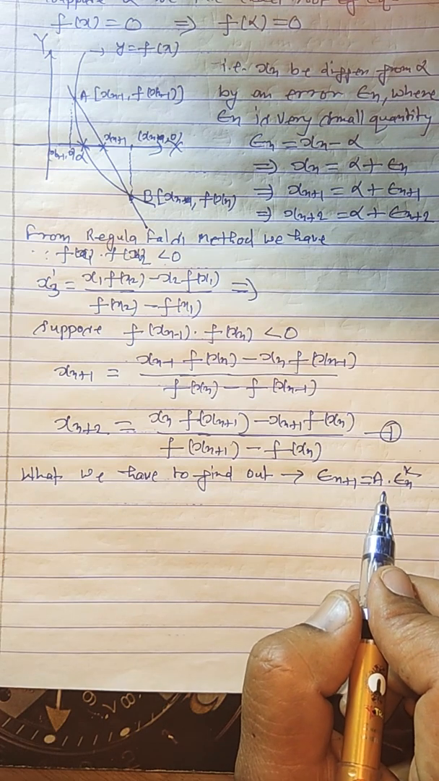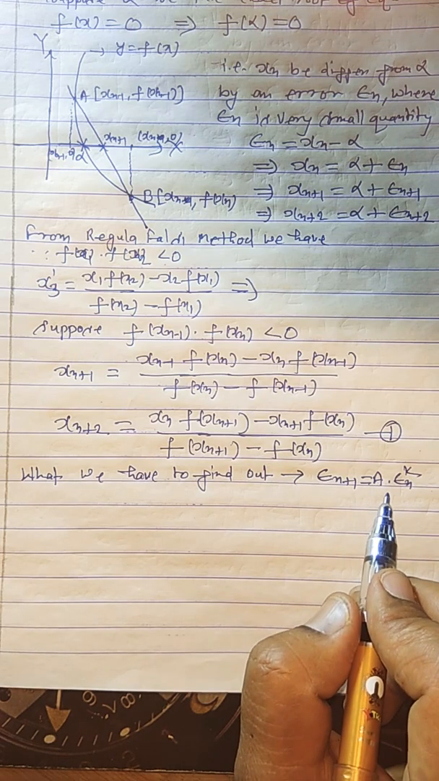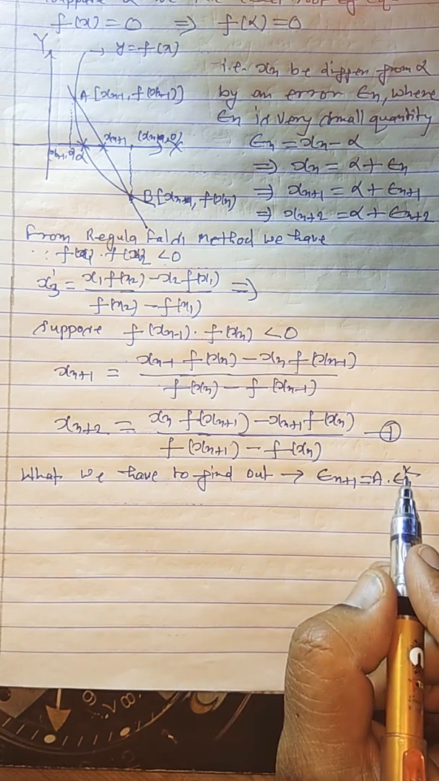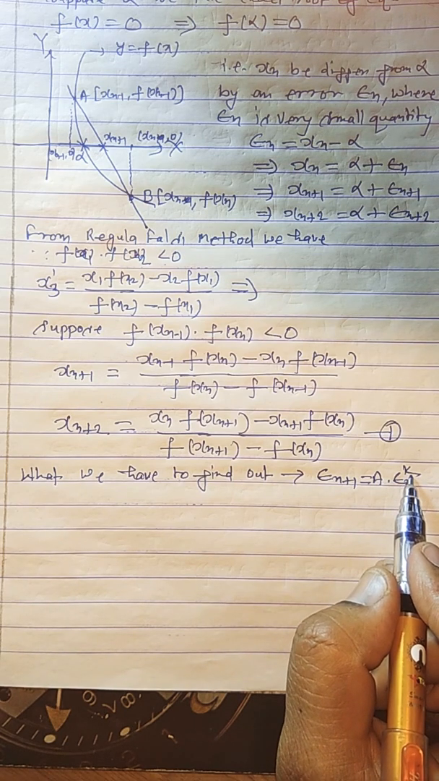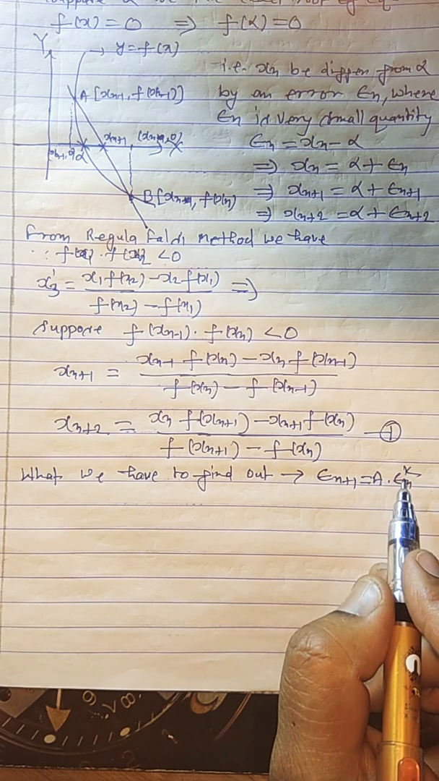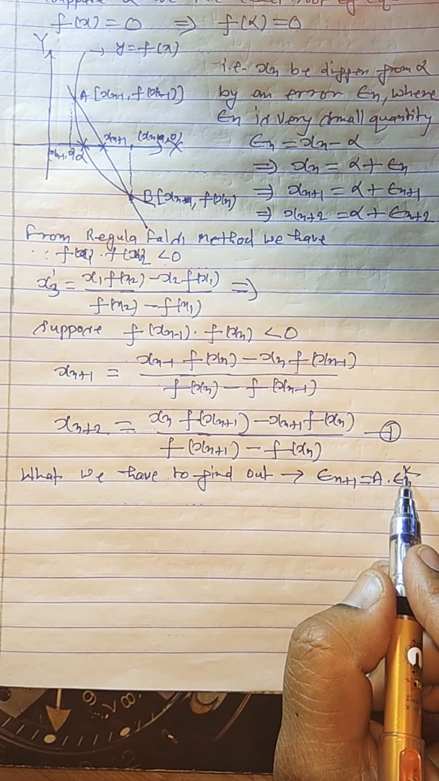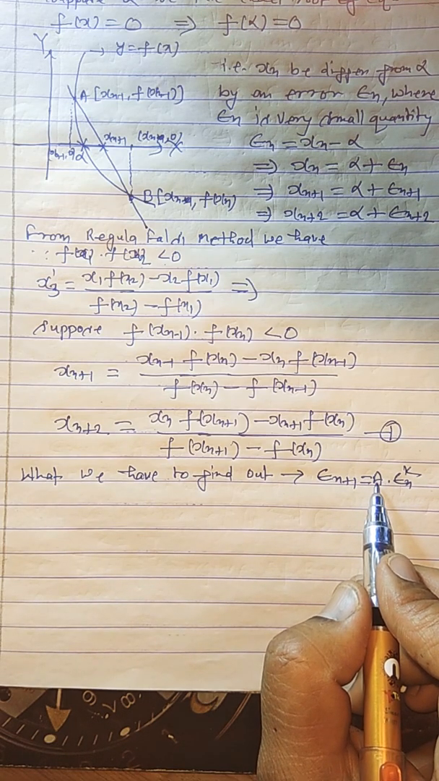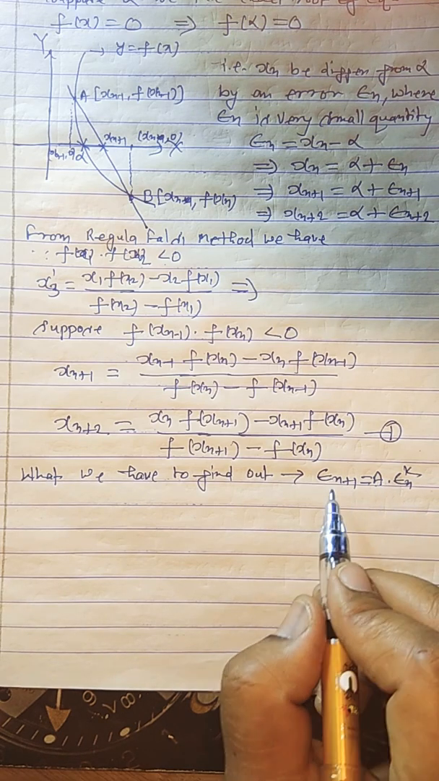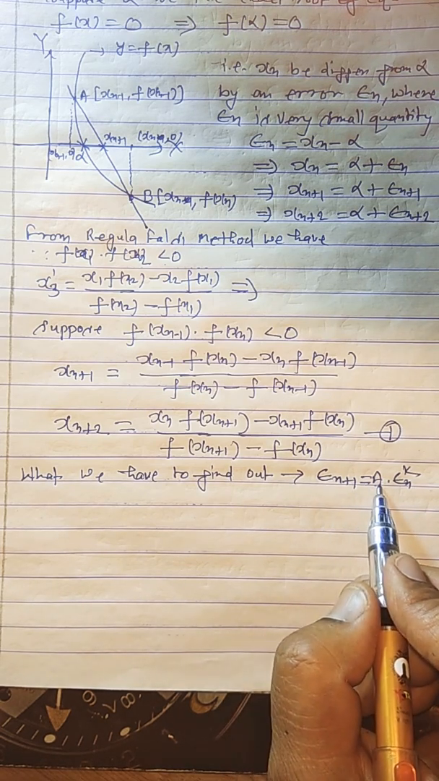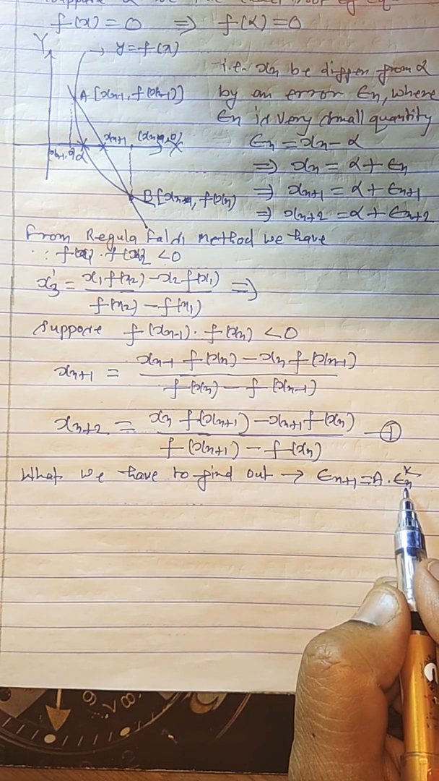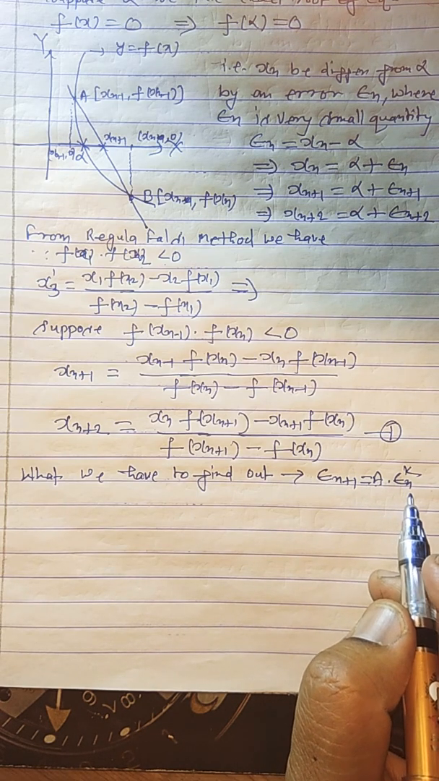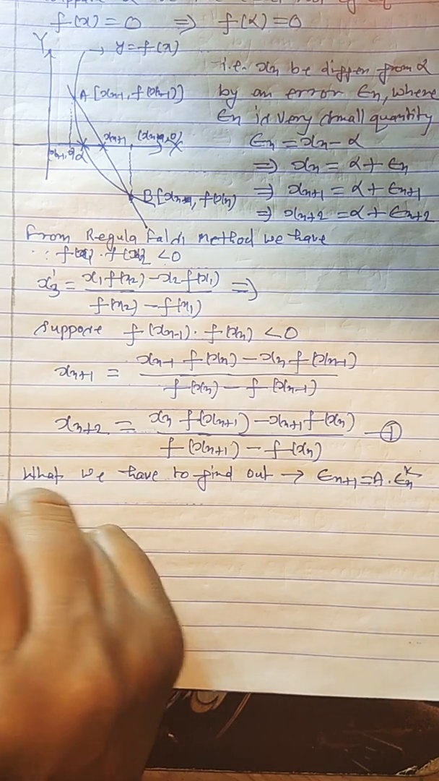In any kind of iterative method, an iterative method is said to be of order k or has the rate of convergence k if k is the largest positive real number for which there exists a finite constant A, which must not be equal to 0, such that epsilon(n+1) = A into epsilon n to the power k, where epsilon is a very small quantity. We have to find this.